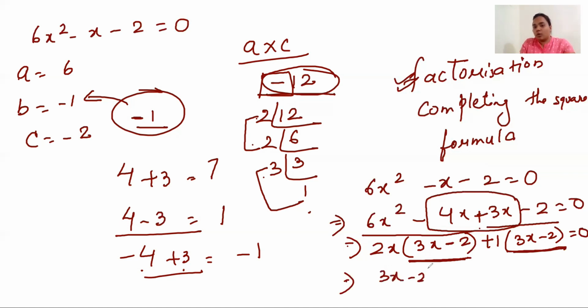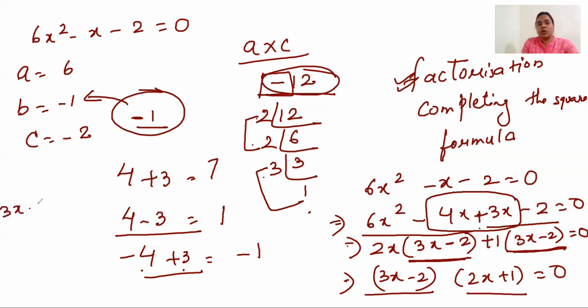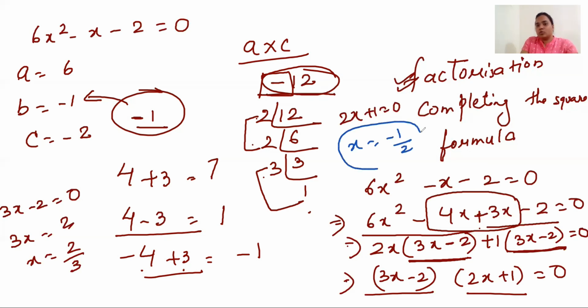So 3x minus 2 is common out of this and 2x plus 1 is left, equal to 0. Now, if the product of any two numbers is 0, it means one of those two numbers should be 0. So either this is 0 or this will be 0. If the first is 0, 3x minus 2 is equal to 0, 3x is 2, x is 2 by 3. Or if 2x plus 1 is 0, then x is equal to minus 1 by 2. So these two are the zeros of this equation.